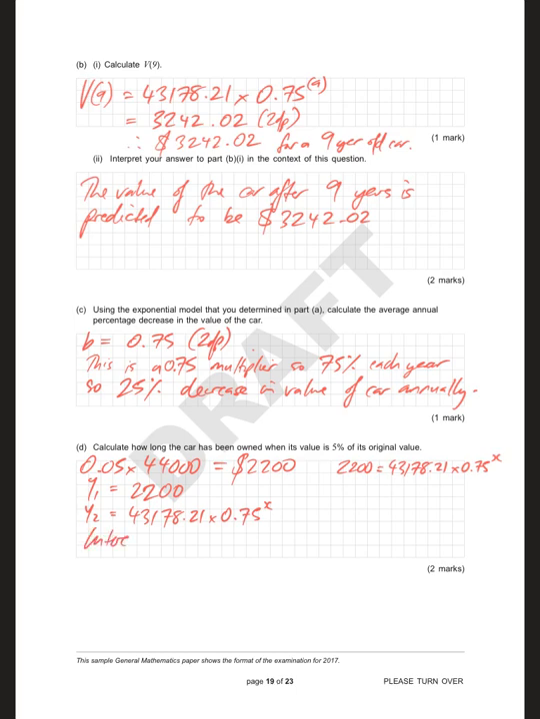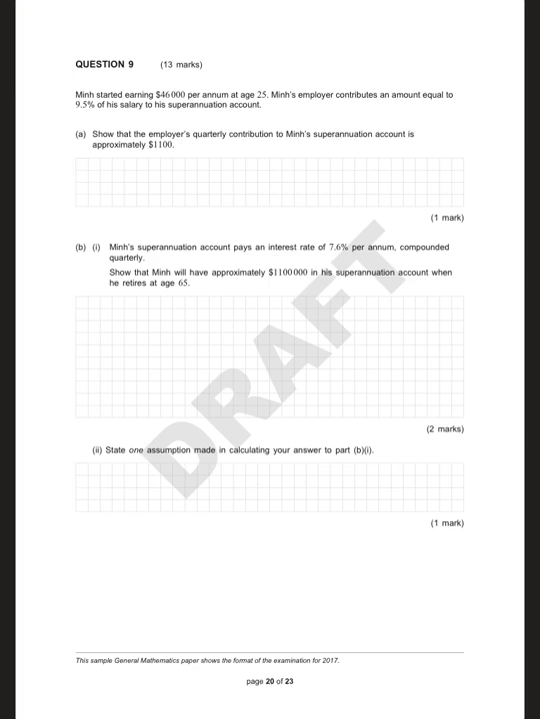Intersection. Intersect at 10.35 and 2,200. Let's round it to 2 decimal points. Therefore, 10.35 years to reach 5% of original value. It's done. Question 9.